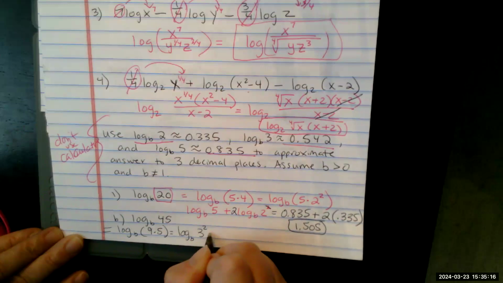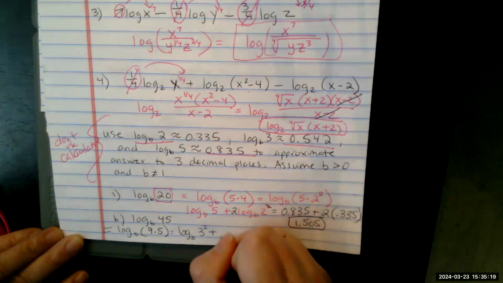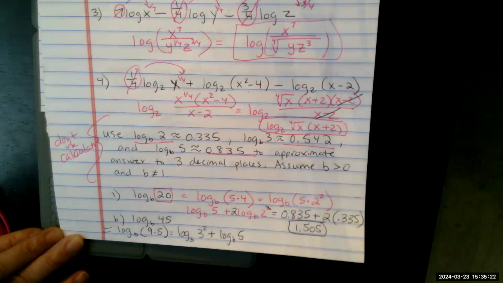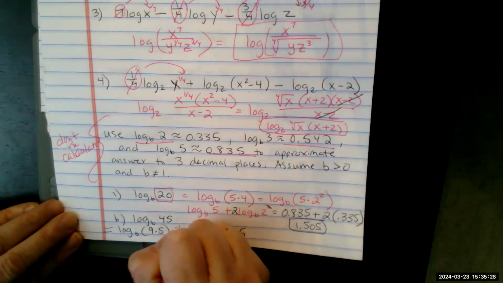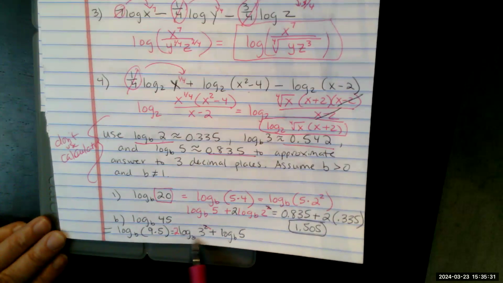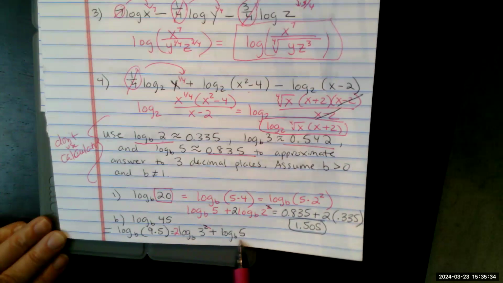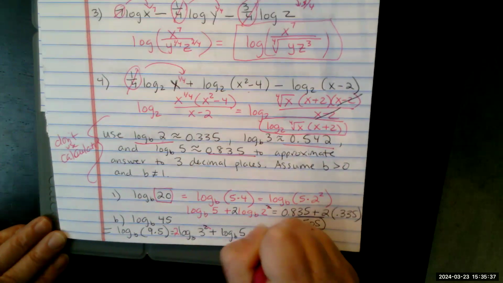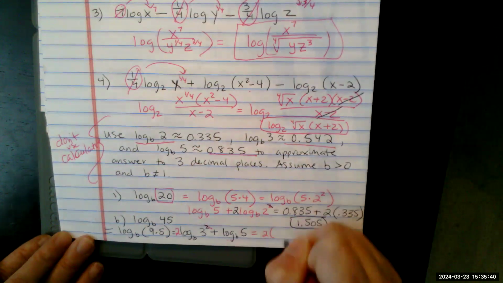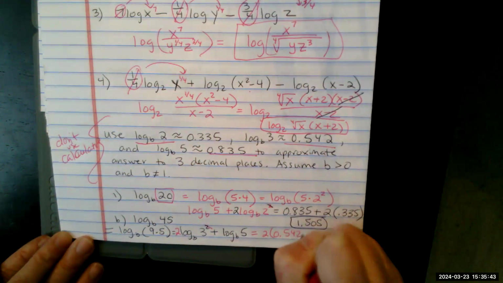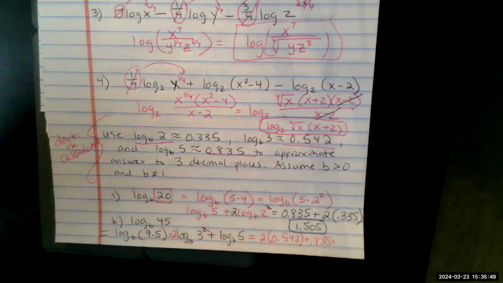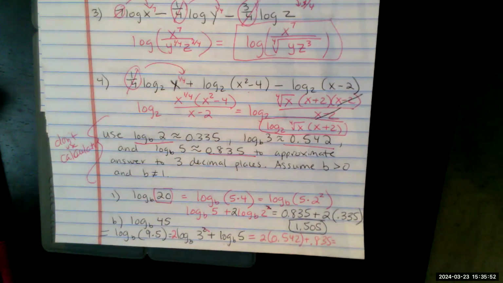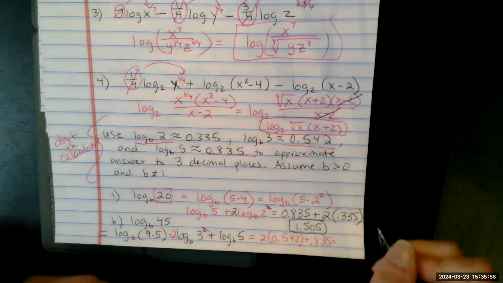So I'm changing it to 9 times 5, which means 3 to the second and 5, which then I can split up with addition. And then I can bring the 2 out front again. So I just need to do 2 times whatever this is, which they gave me, plus whatever this is, which they also gave me. So 2 times 0.542 plus 0.835. Which is 1.919.